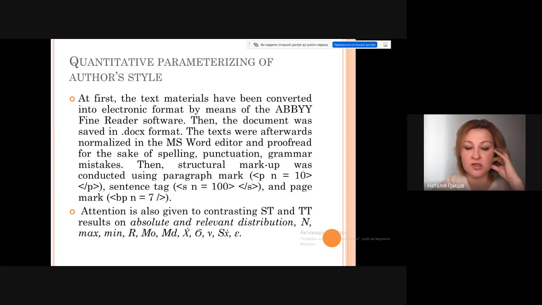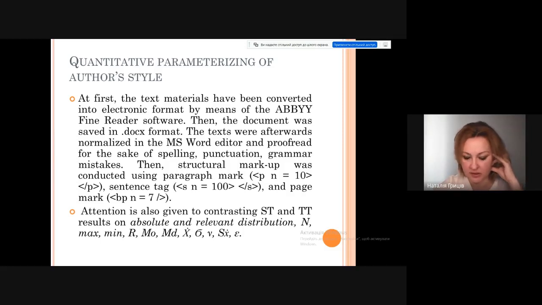At first, the text materials have been converted into electronic format by means of the ABBYY FineReader software. Then the document was saved in docs format. The texts were afterwards normalized in the MS Word editor and proofread for spelling, punctuation, and grammar mistakes. Then structural markup was conducted using paragraph mark, that is P, sentence tag, that is S, and page mark, that is BP. Attention is also given to contrasting source text and target text results on absolute and relative distribution, and the above-mentioned coefficients.